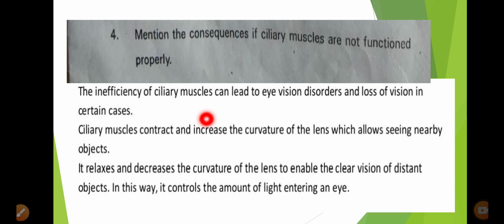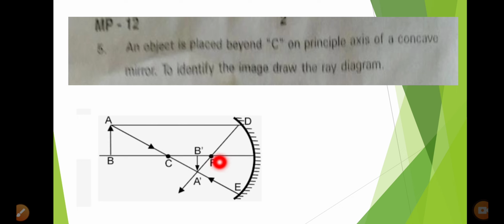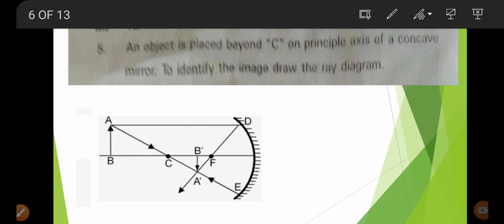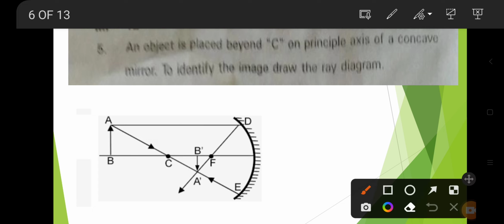Next, when an object is placed beyond C on the principal axis of a concave mirror, we have to take a concave mirror, and this is the focal point, this is the center of curvature, and this is the principal axis. So we have to keep the object beyond C. Then to draw the ray diagram, we always take 2 rays.